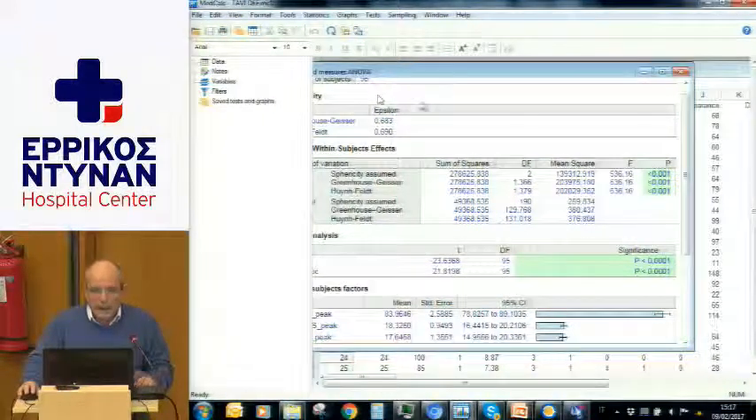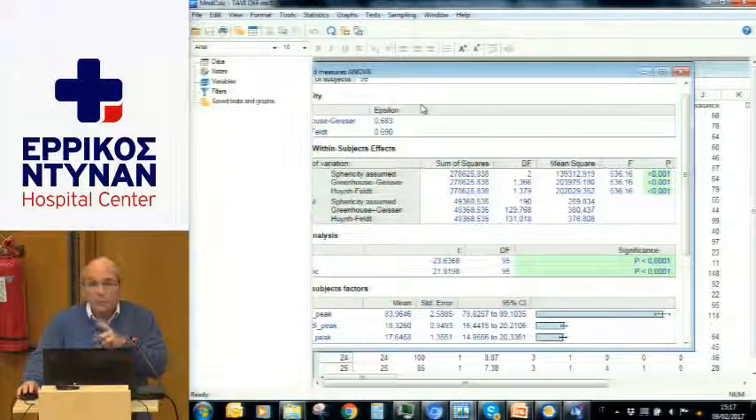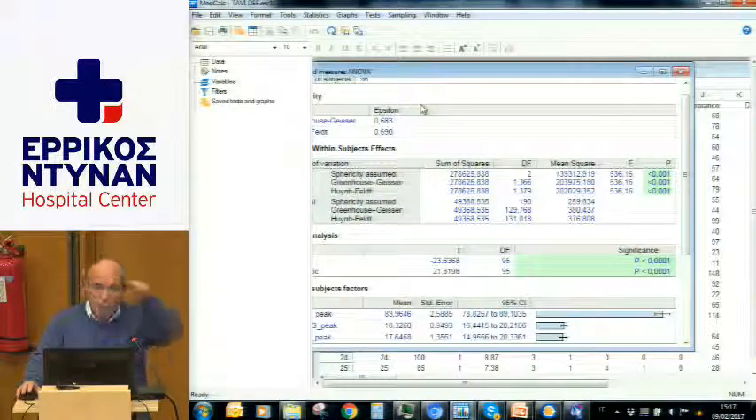This is the repeated measure. But remember, with the t-test you can do only two. You cannot do 3 times. Here you can do 3, 4, 5 times, anything you want. You put this and it gives you if globally there is a statistical difference.